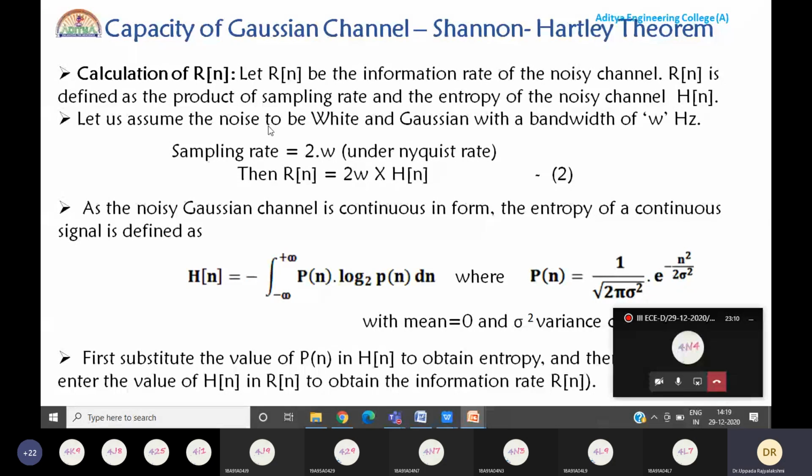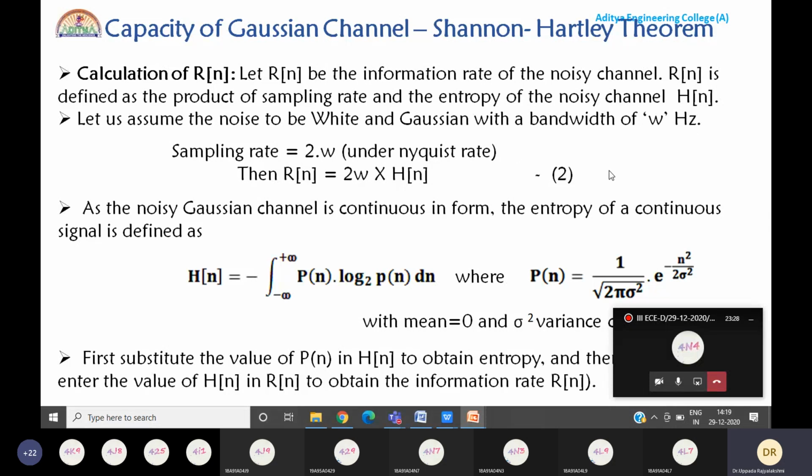Now let us assume the noise to be white and Gaussian, with a bandwidth of omega hertz. Here, the signal bandwidth we are considering as omega.